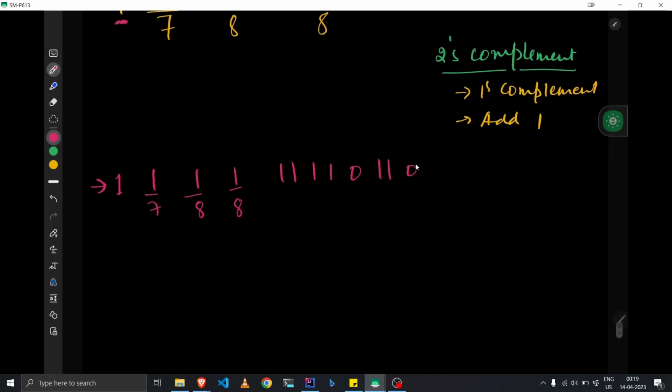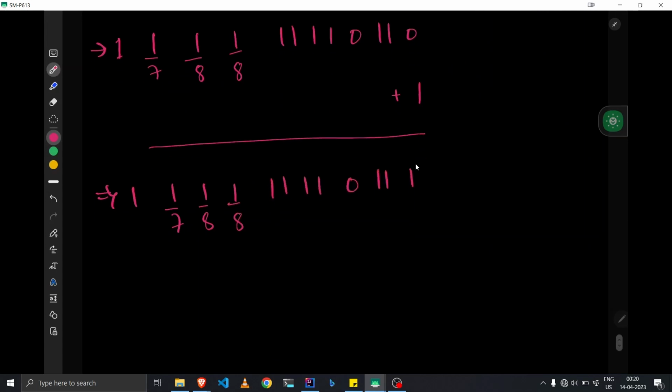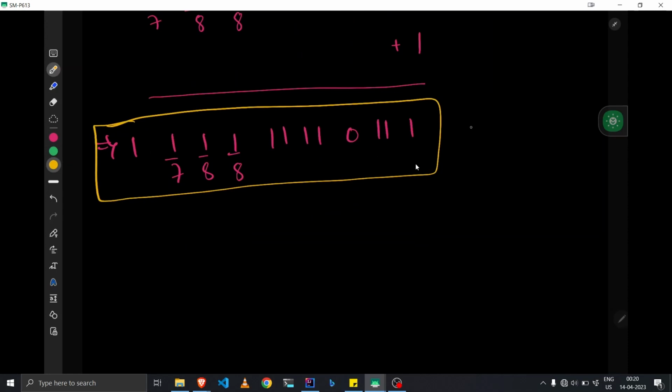So this is the 1's complement. Now we have to add 1 to it. So if we add 1, that would result in 1, 7 ones, 8 ones, 8 ones, 1 1 1 1 0 1 1 1. So that is our number. That is how 9 is stored in Java. This is negative 9.